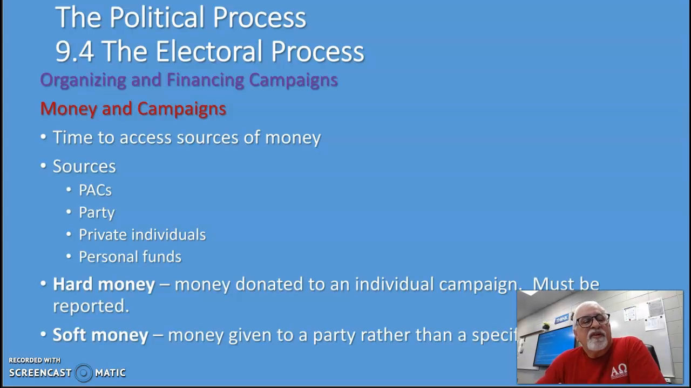There are sources of money they can have from PACs. What is PAC? Political Action Committees. That's right. Or they could get money from the party, from Republican or Democrat. You align with the party and they can support you. Private individuals, a lot of time has to be spent asking for money. And they may incorporate their own personal funds.